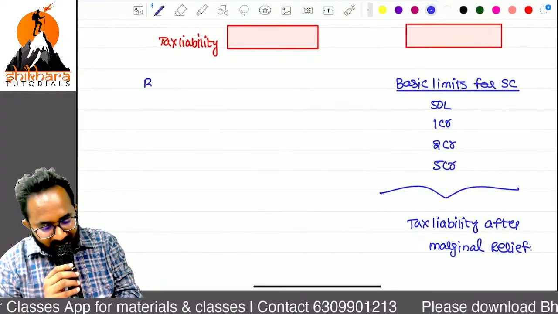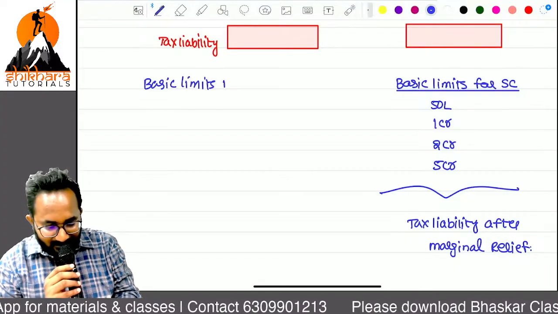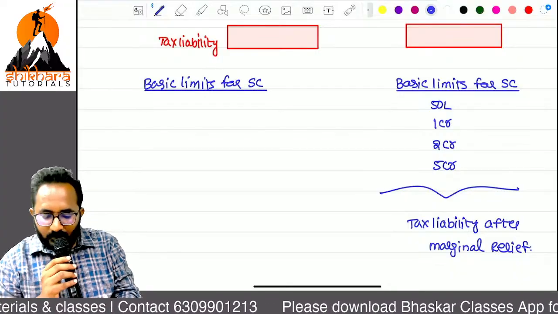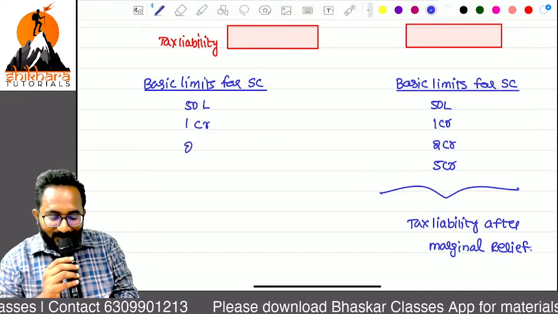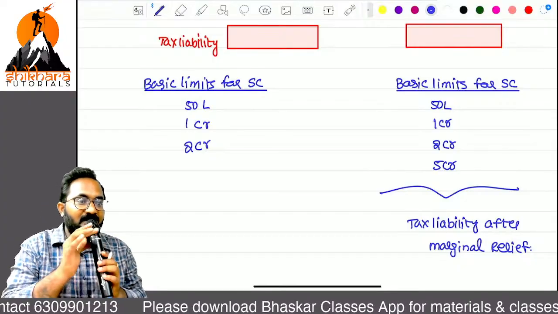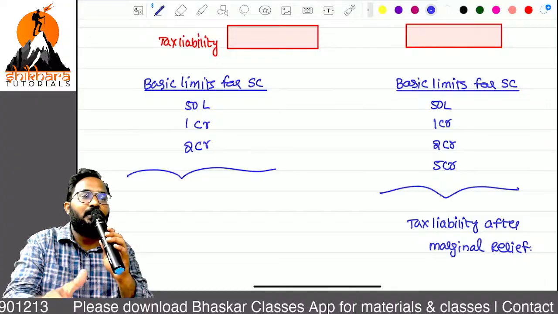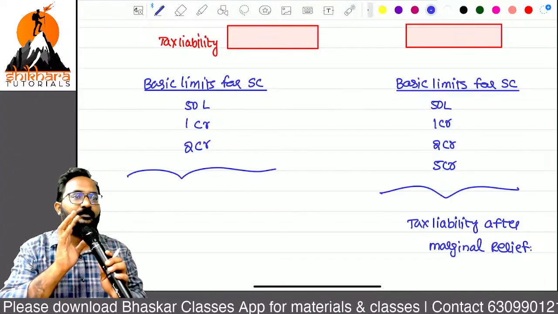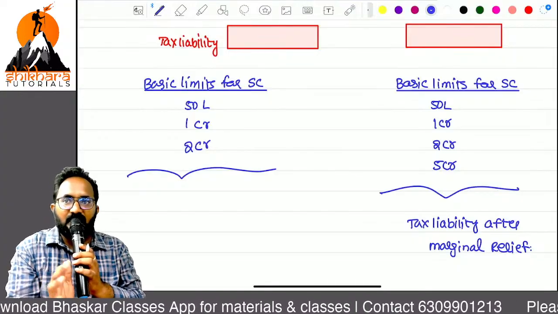The same thing: what are the basic limits for surcharge in case of 115BAC? 50 lakh, 1 crore, 2 crore. There is no 5 crore. Means here directly we can compute the tax liability. There is no use of marginal relief. That you should identify. Many students are making this mistake.